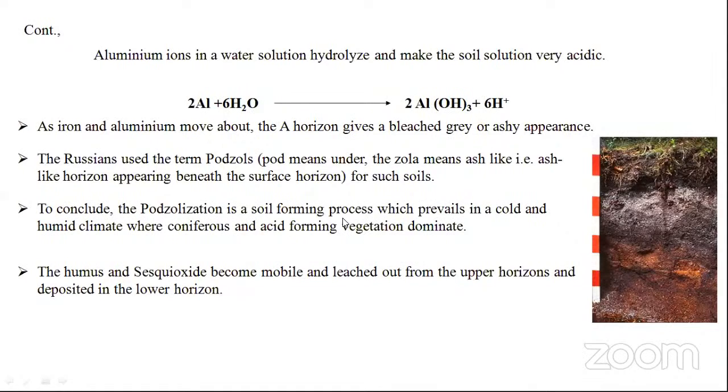And also, mostly this podzolization will prevail in cold and humid climates, where coniferous vegetation and acid-forming situations are there, as we have discussed previously. The humus and sesquioxides become more mobile and are leached out from the upper horizon to deposit in the lower horizon.